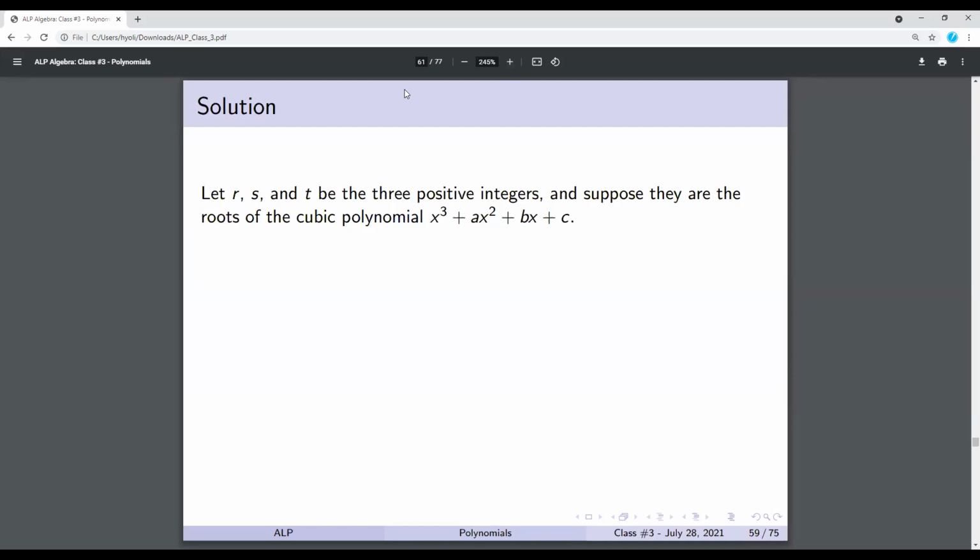Which can be factored into x minus 2, x minus 5, and x minus 7. So thus our 3 positive integers would be 2, 5, and 7. Thus the sum of the reciprocals would be 59 over 70, and our answer is 129. Alternatively, you could use guess and check, since 2, 5, and 7 are whole numbers. It wouldn't be that hard.